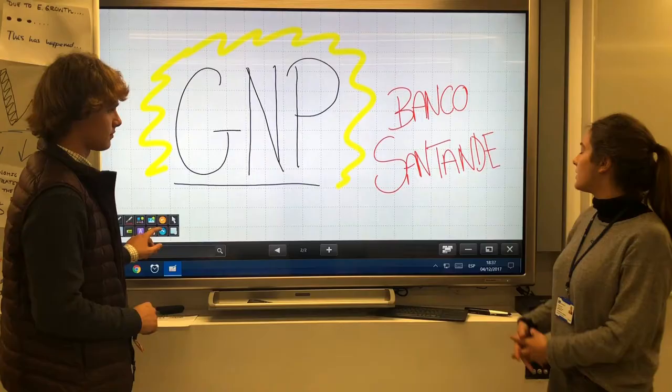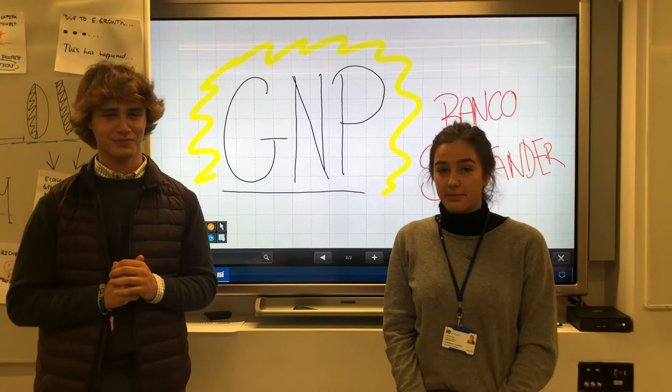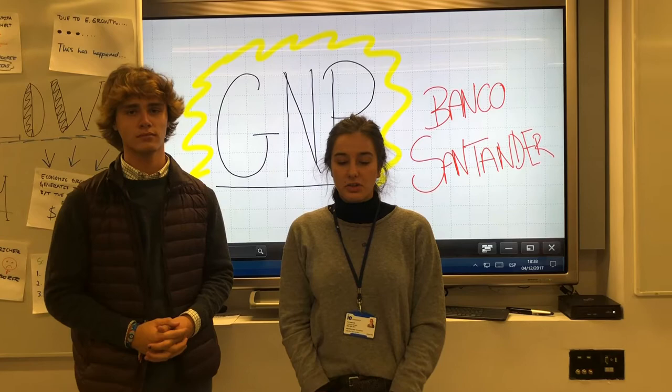Talking about El Banco Santander, someone who works for El Banco Santander outside of Spain has to be calculated inside Spain's GNP. Meanwhile, someone working inside of Spain who is not from Spain cannot be calculated in Spain's GNP. GNP, however, does not include intermediary goods and services to avoid double counting, since they are already incorporated in the value of final products and services.